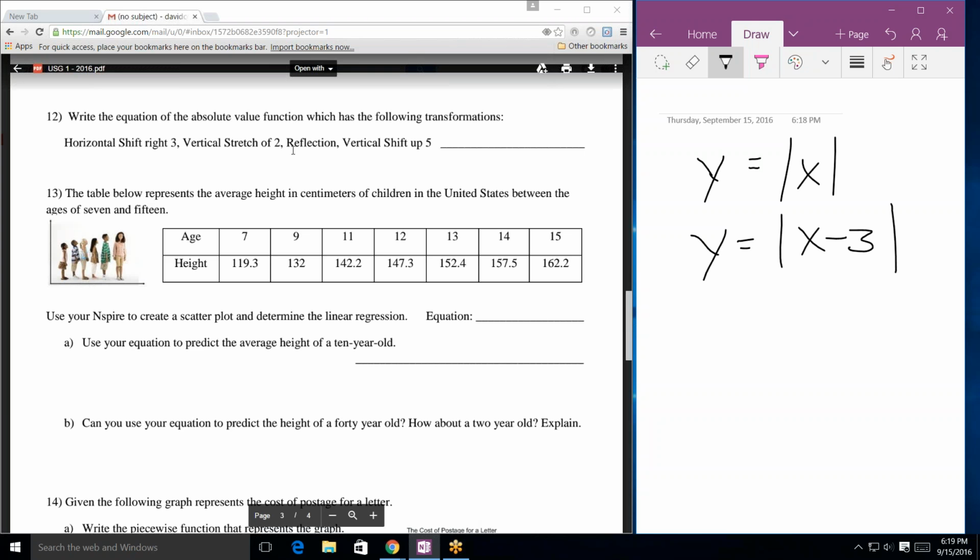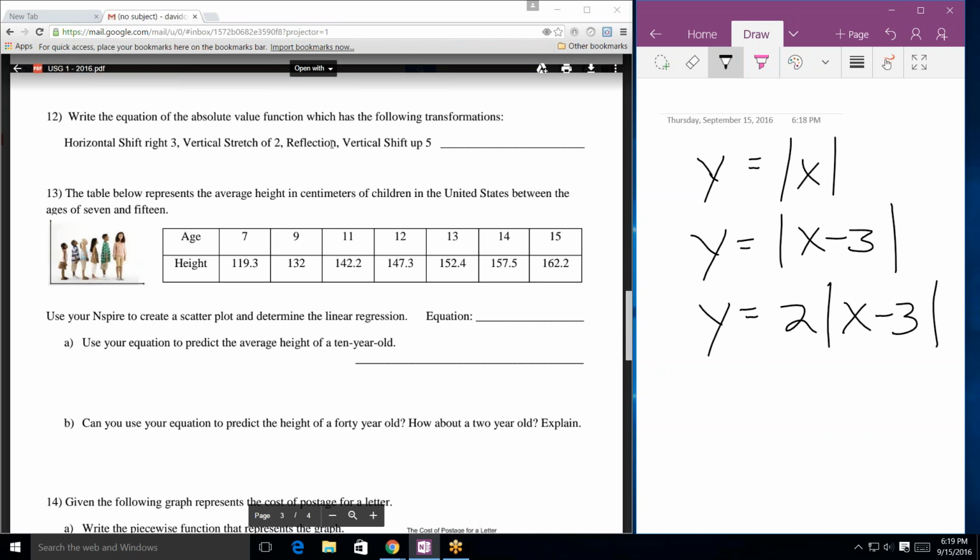Now a vertical stretch of 2. Wouldn't that be on the outside of the function, between the equals and the absolute value lines? Correct. So there's the first two. That's a horizontal shift right 3 units and a vertical stretch of 2.